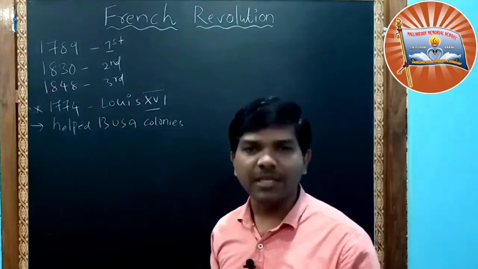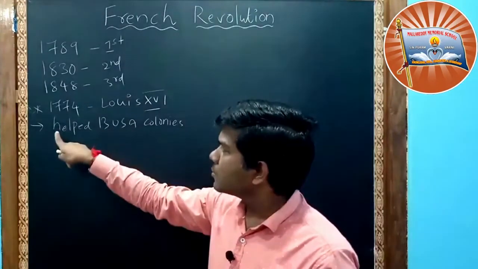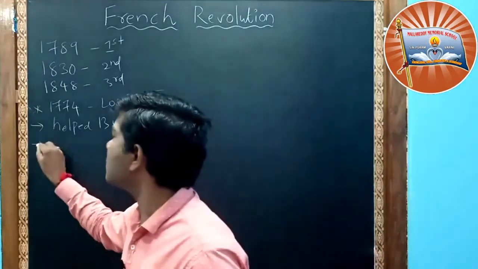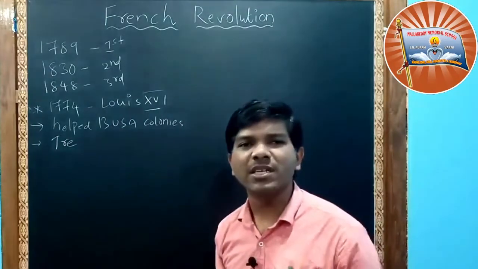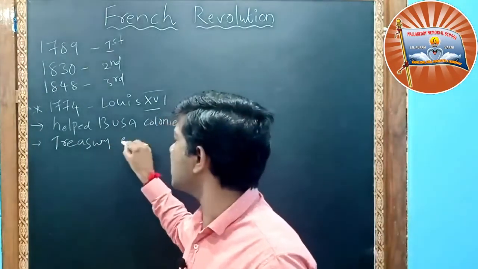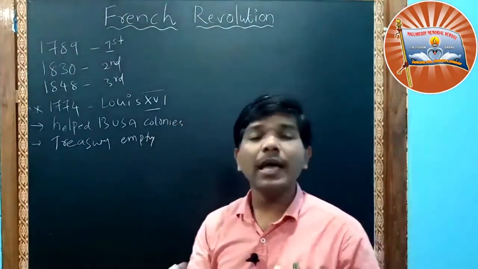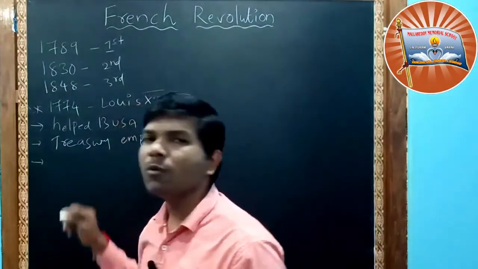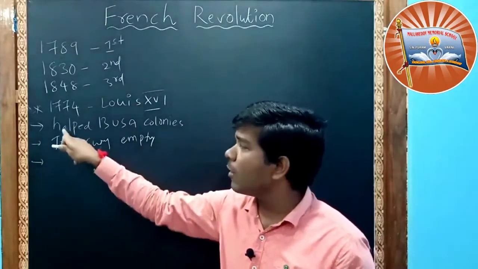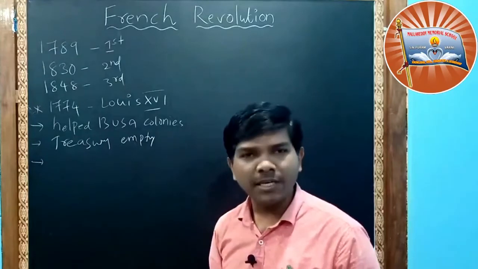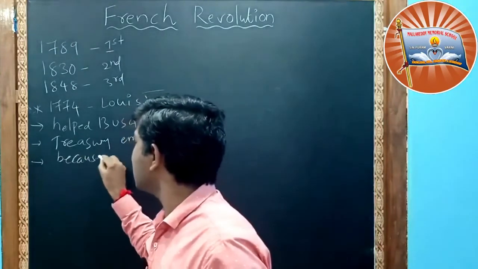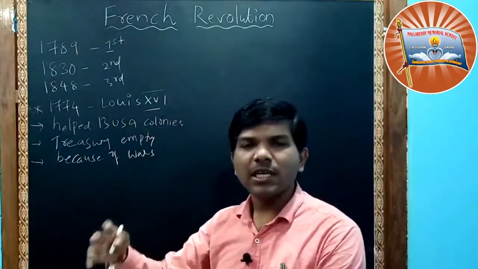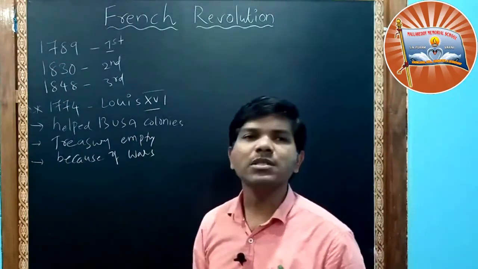The French were against Britain. So we can write that the French helped the 13 USA colonies. Due to that, the treasury was empty. Treasury means amount, money. Why was the treasury empty? Because most of the money was spent in war. The war was fought against Britain. Because of wars, because Louis XVI helped the USA for their independence, the treasury was empty.